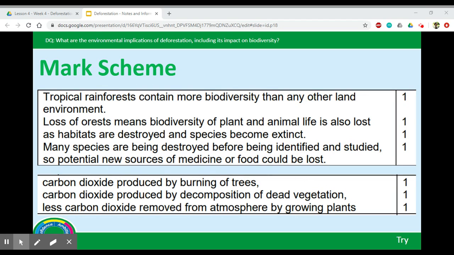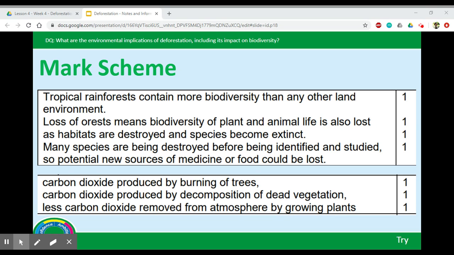Okay, welcome back. Okay, so for our first question, how does deforestation affect biodiversity? You get a point for each of the following. So if you said that tropical rainforests contain more biodiversity or they're more biodiverse than other areas, that's 1 whole point. A loss of forests means biodiversity and plant life is also going to be lost, as habitats are going to be destroyed and become extinct. So for those 2 points, you get a point each for those.